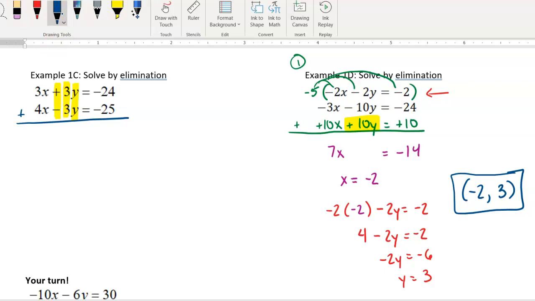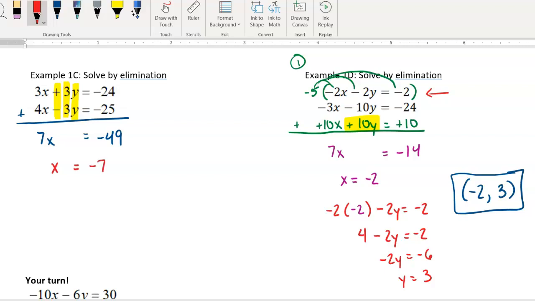If I add these together, 3x plus 4x is 7x, and 3y minus 3y is 0. Negative 24 plus a negative 25 would be negative 49. So this one we didn't have to do anything to them. We just had to add them together to get rid of the y's. But again, that does not happen very often. All right, so now to solve for x, I would just divide both sides by 7.